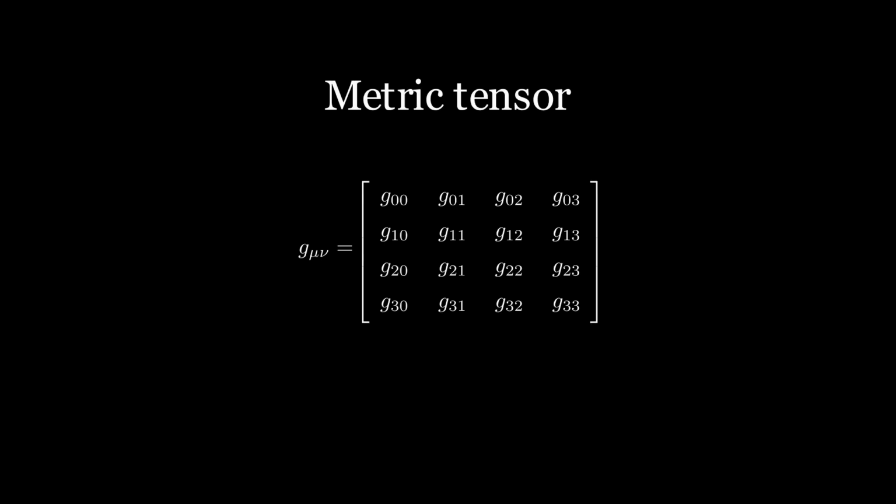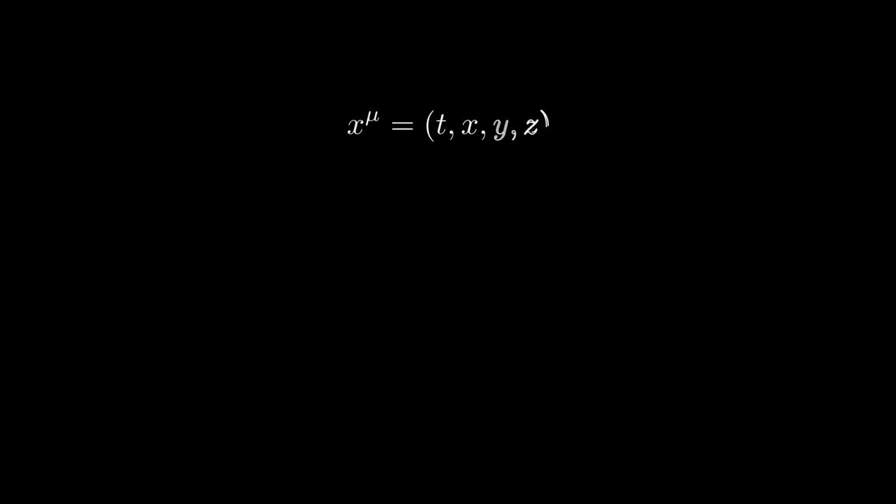We will not go into too much detail about this because what is more important is how to lower or raise the indices. Let us return to our position 4 vector. The raising and lowering of indices is done with the metric tensor. The index nu appears twice in this term, so it is summed over.